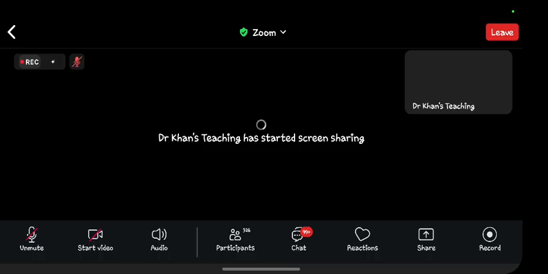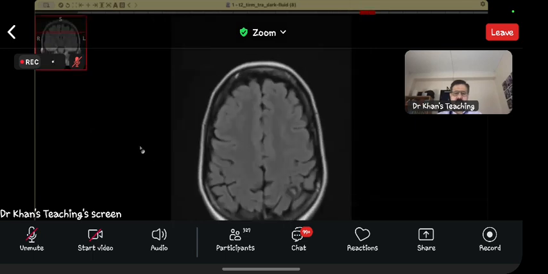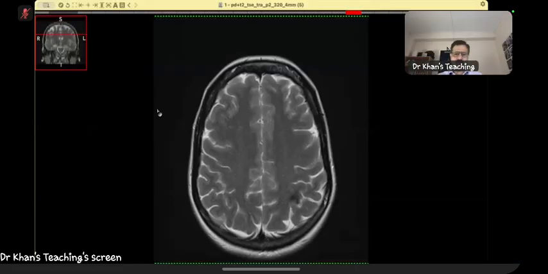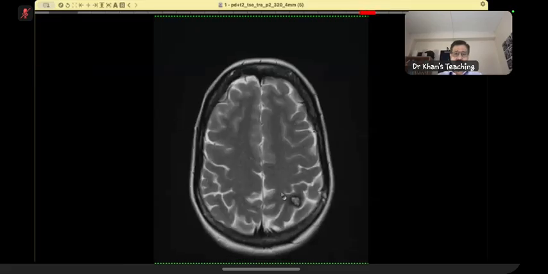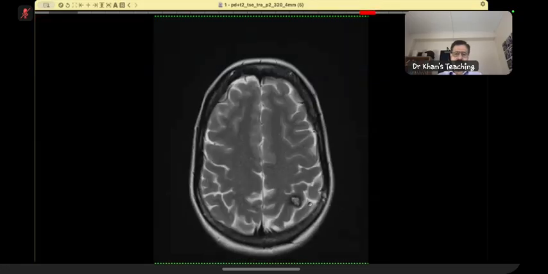Now, I showed you a FLAIR sequence. You should have asked for a T2 because T2 is a better sequence to see this kind of a cavernoma. Otherwise, you did very well. Described it as a classical popcorn lesion.